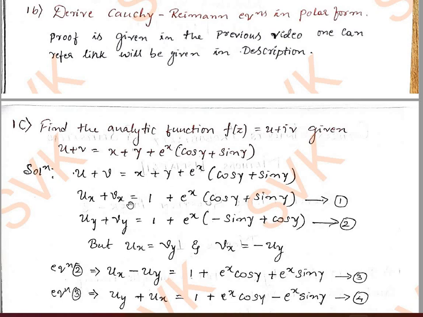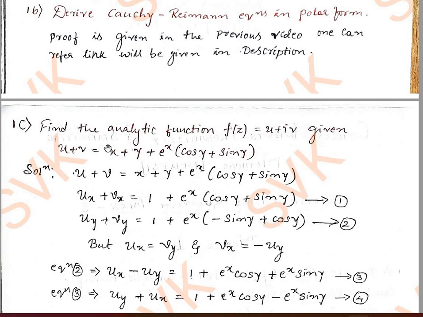While differentiating with respect to x, you should know that y will be treated as constant. That's why this term is 0. Here derivative of x is 1. Derivative of e power x is e power x itself. This whole term is constant. Similarly with respect to y, 0 plus 1 plus e power x is constant. Derivative of cos y is minus sin y plus derivative of sin y is cos y.